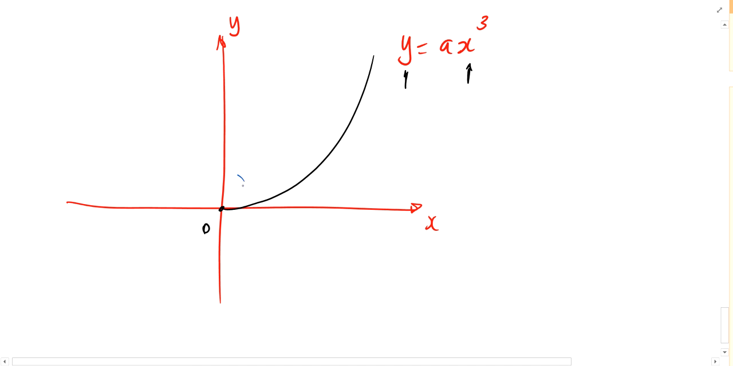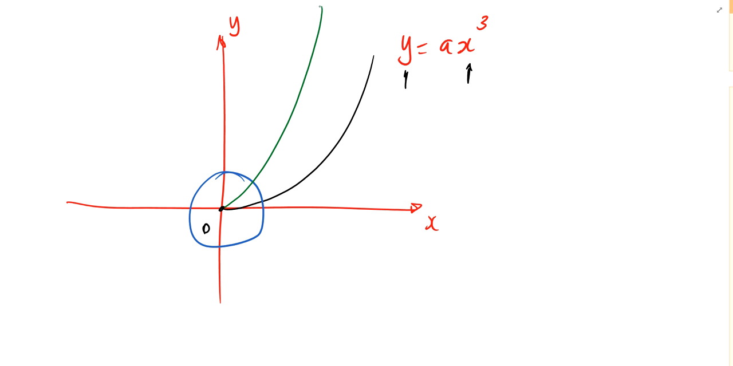Notice this part. Compare this with the green color curve. What is the difference between the green one and the black one? Both are touching the origin. Gradient. Okay, talk to me about the gradient at the origin. The gradient for the green graph is steeper, right?